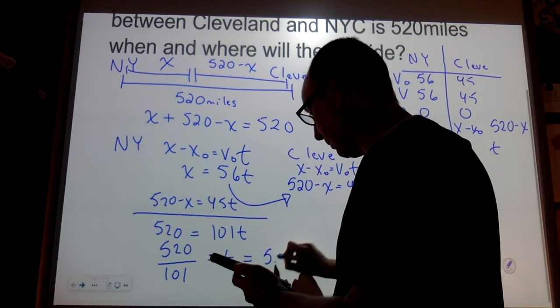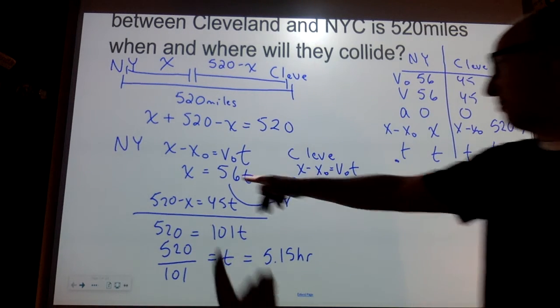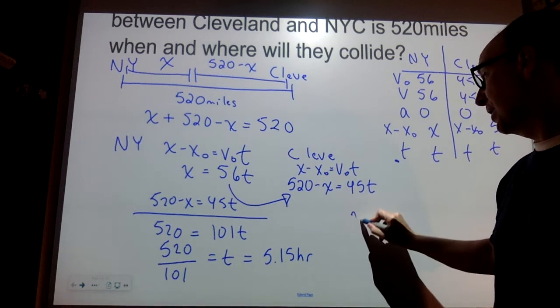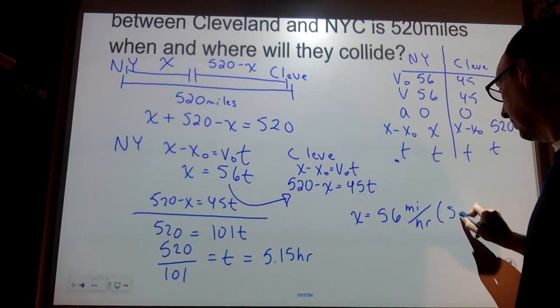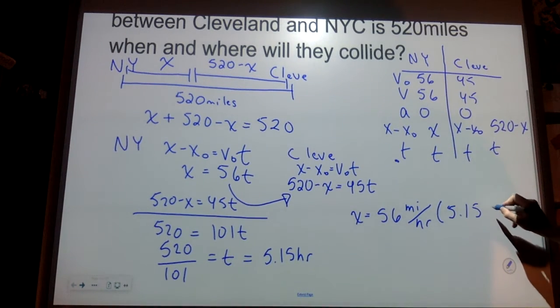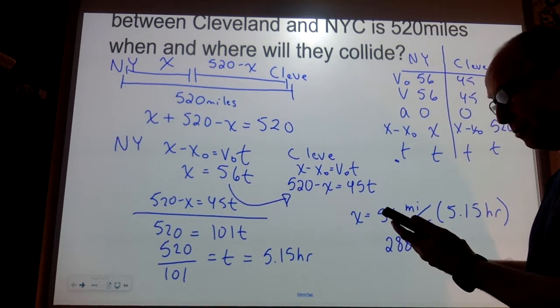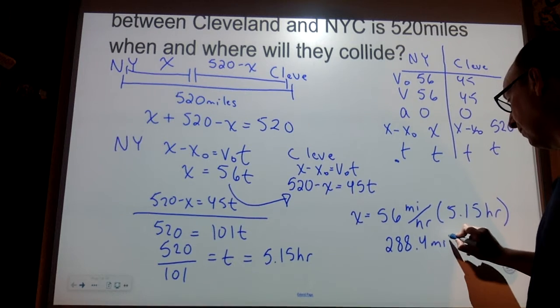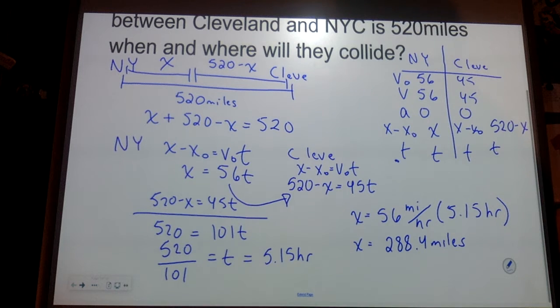So I get 5.15 hours. Then I can plug it back into the original one to find out what the distance is. So x is 56 miles per hour, and it's going to go for 5.15 hours. So 288.54 miles from New York they would meet after 5 hours.